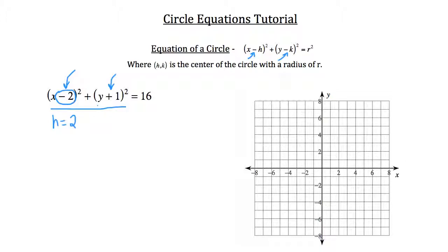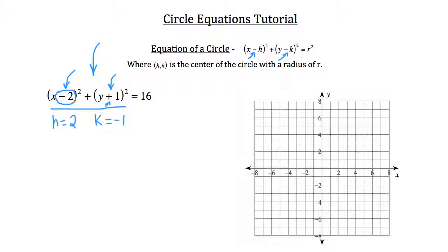And the same for our k value. Over here, we have y plus 1. Now the only way it could be y plus 1 is if k were equal to negative 1, because our standard equation of a circle is y minus k. So it should have had a minus there unless that k was already a negative 1. Then the minus negative 1 would have become a positive 1. So it's easiest to just think of it that way: the h and the k value in your problem is always going to be the opposite of what it looks like.